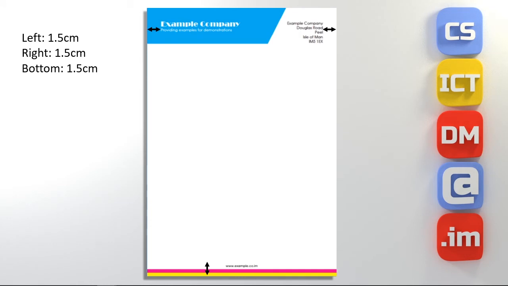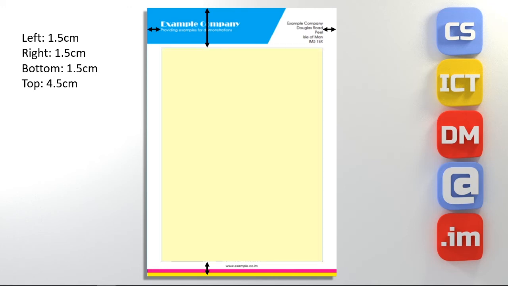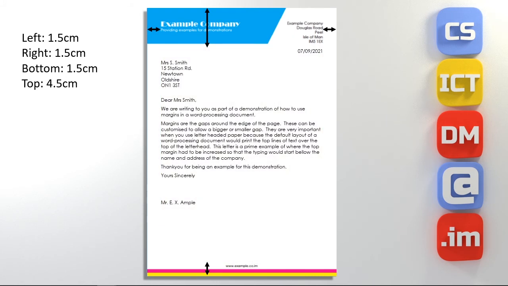But at the top, because it's got the address already there and the name of the company, there's a much larger margin. And I measured this one at 4.5 centimeters. So if we set the margins to 1.5 left, right and bottom and 4.5 at the top, we will get this space where we can write our letter. I can then type in what I would want, and when I print it onto the letter-headed paper, this is what it would look like.